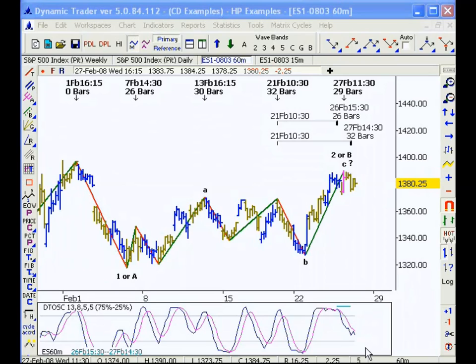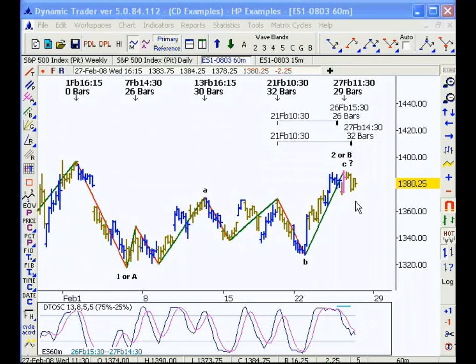Let's look at the timing. Is that as of the end of the day, February 27th, and the reason we're looking at the end of the day, February 27th, is because it wasn't until the end of the day on the daily data that daily momentum was overbought.